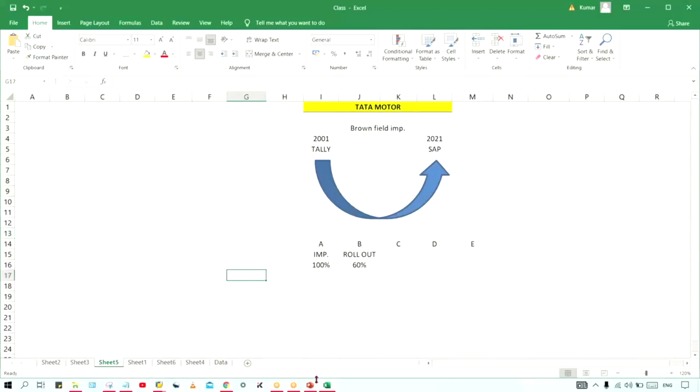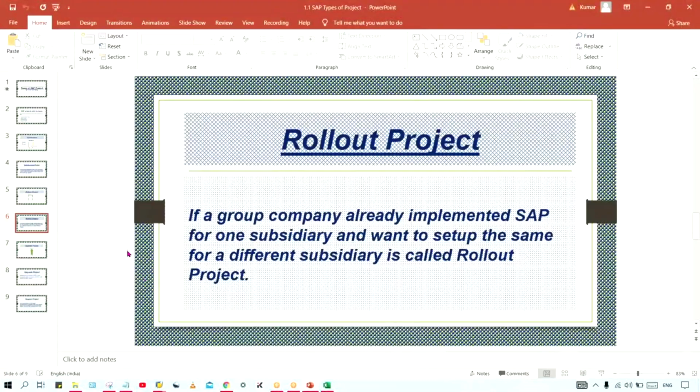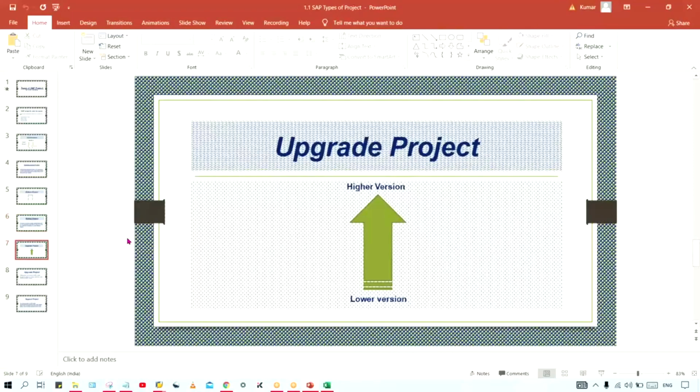Now, we'll come back to the topic. We were talking about a rollout project. Rollout project means, look here, the group company has already implemented SAP for one subsidiary and wants to set up the same for the remaining subsidiaries. That is called a rollout project. Then, very simple, guys.